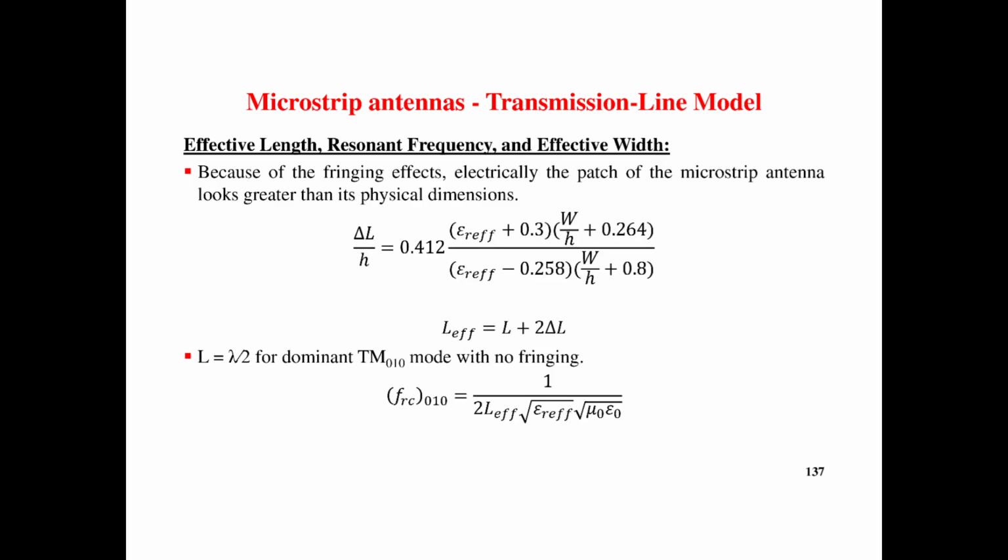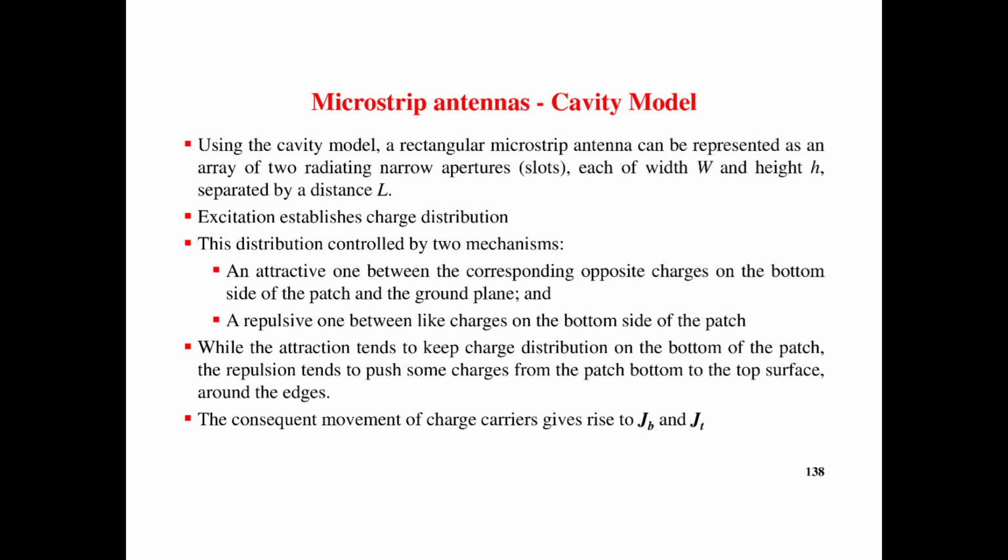Microstrip antenna transmission line model. These are all the basic equations to design a transmission line. Delta L by h is equal to 0.412 times epsilon r effective plus 0.3 times W by h plus 0.264, divided by epsilon r effective minus 0.258 times W by h plus 0.8. You have to take the dominant mode TM010 because there is no fringing mode.